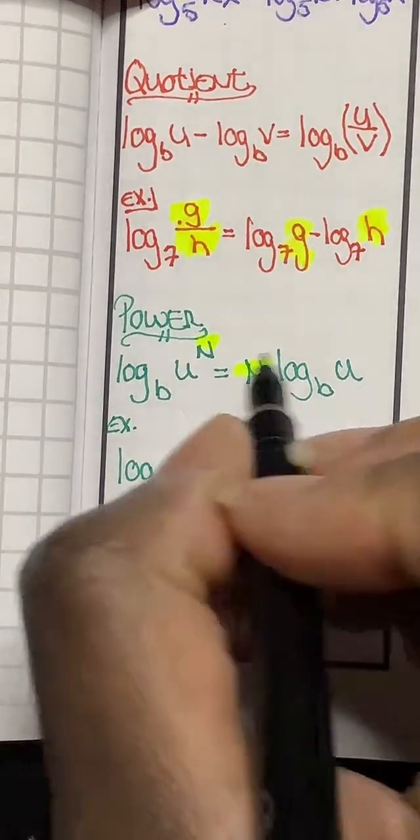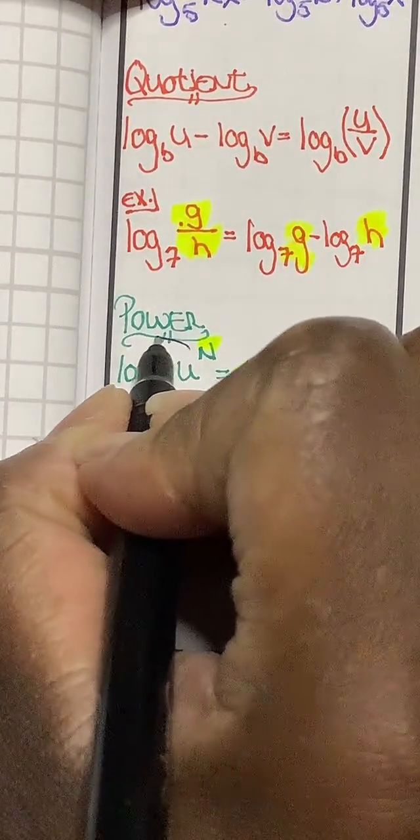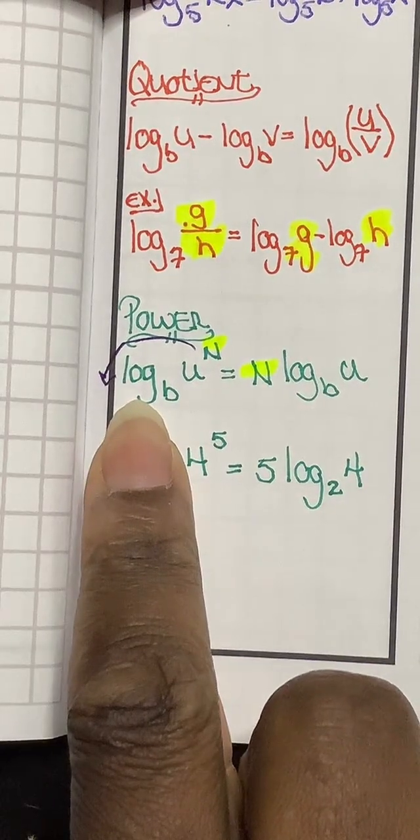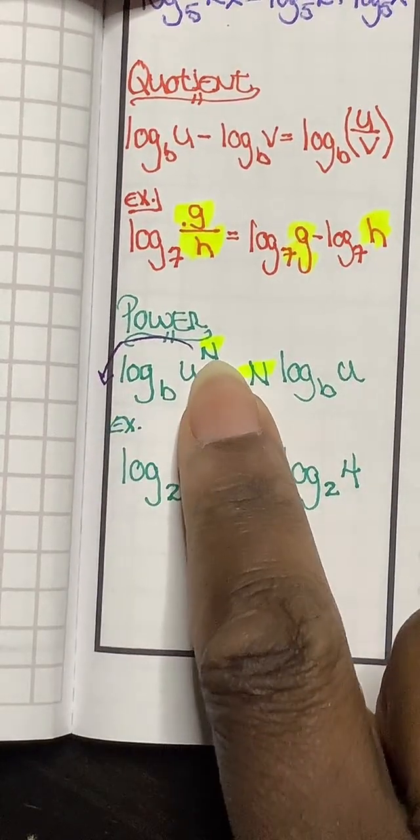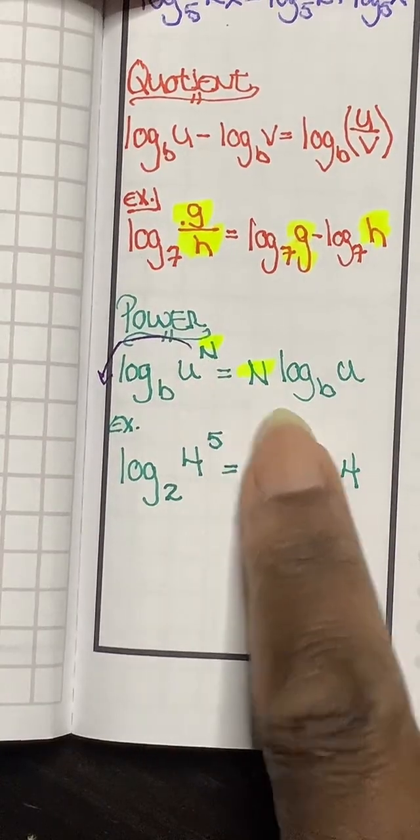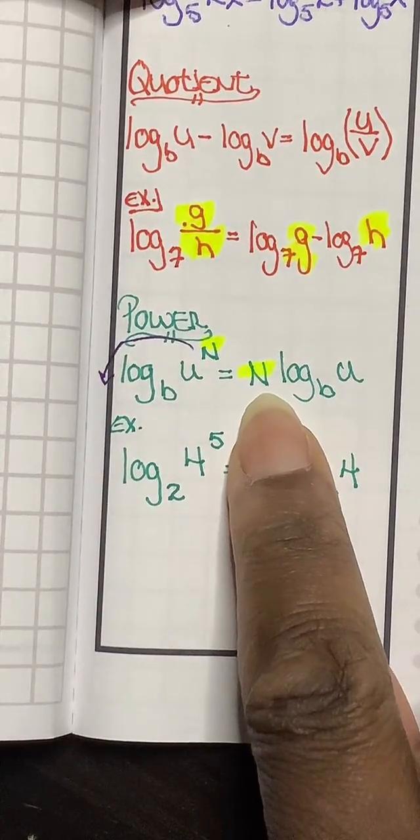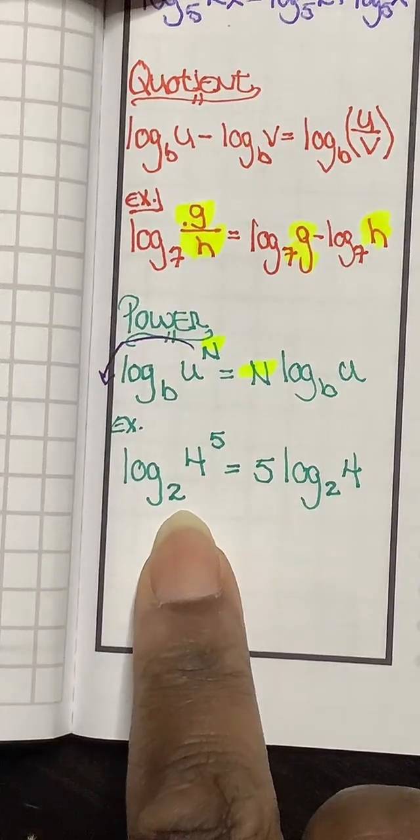Let's see if I can use this one. Now it's going to jump all the way to the front of your log. So it's going to be a coefficient. You see how it started as an exponent and now that n is in front of your log? So let me show you an example.